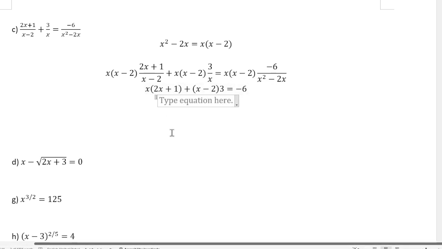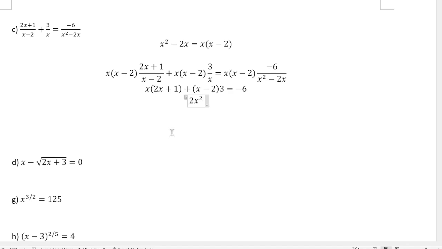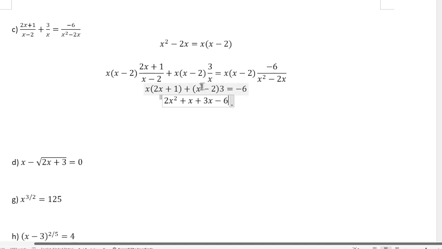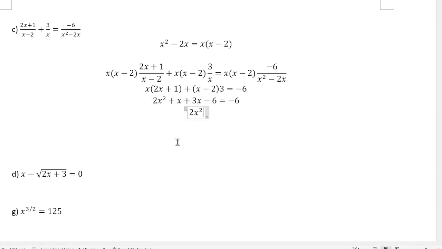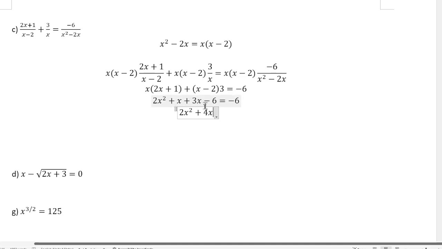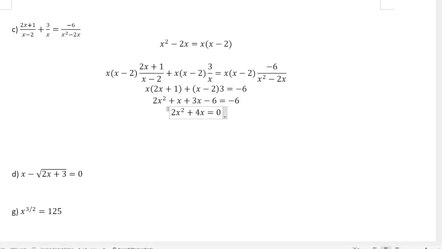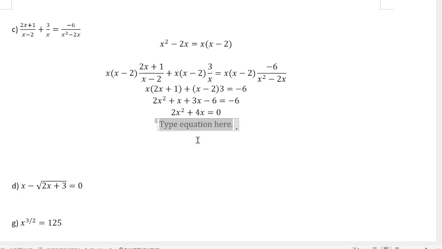x times 2x gives you 2x squared. x times 1 gives you x, plus 3x minus 6 is what you get if you multiply by 3. That's equal to negative 6. If you cancel away the negative 6 on both sides, you get 2x squared plus 4x, because x plus 3x is 4x, and then you get 0. Okay, so you can factor this by saying 2x times x plus 2 equals 0.